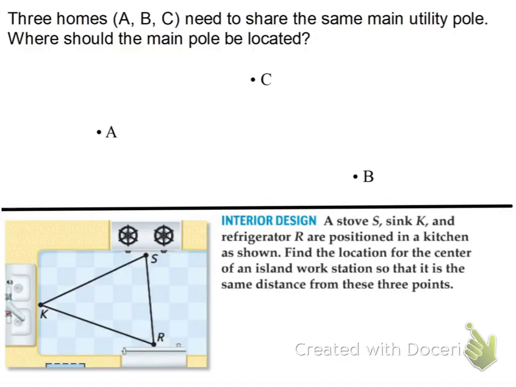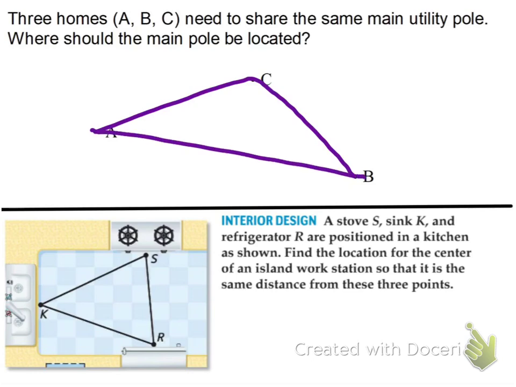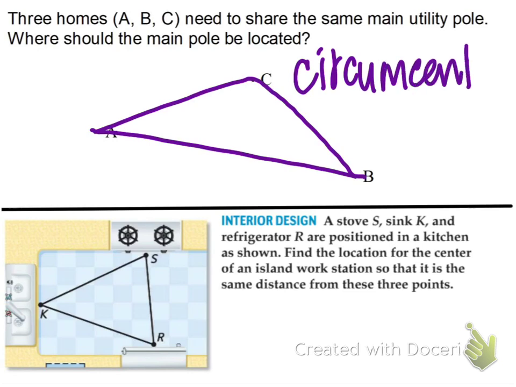All right, so this says 3 homes, A, B, and C, need to share the same main utility pole. Where should the main pole be located? So if we have basically this triangle here, and we need a utility pole that is an equal distance from those 3 homes, then it would need to be at the circumcenter. That's all this is saying, that it would need to be at the circumcenter.